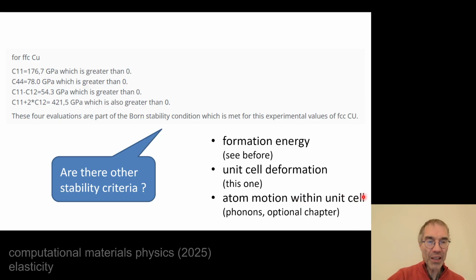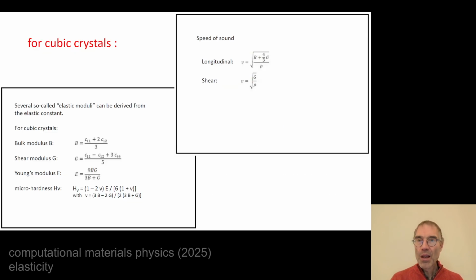So you have stability criteria at several levels. At the level of energy, at the level of the unit cell, and at the level of atomic motion within the unit cell. And with these elastic constants, you can then make all these other derived properties. Some of them exact properties, others estimates or proxies. Like the melting temperature, you can only very approximately predict from the elastic constants, whereas bulk and shear modulus, these are exact relations.